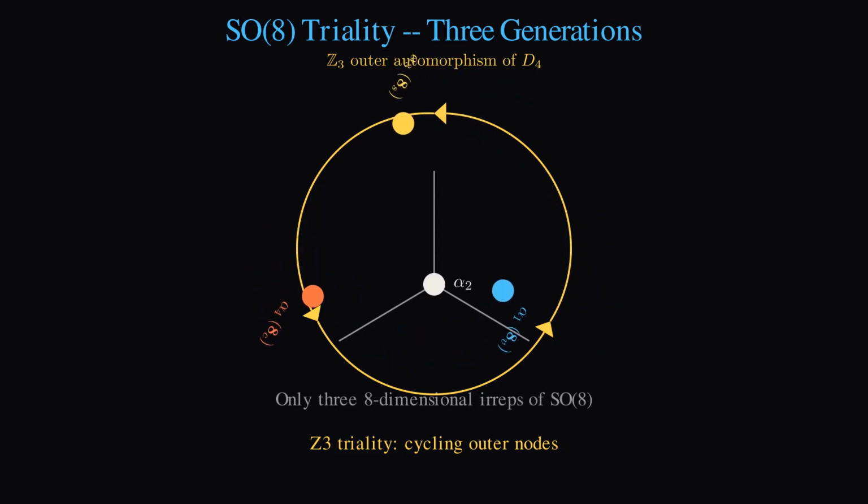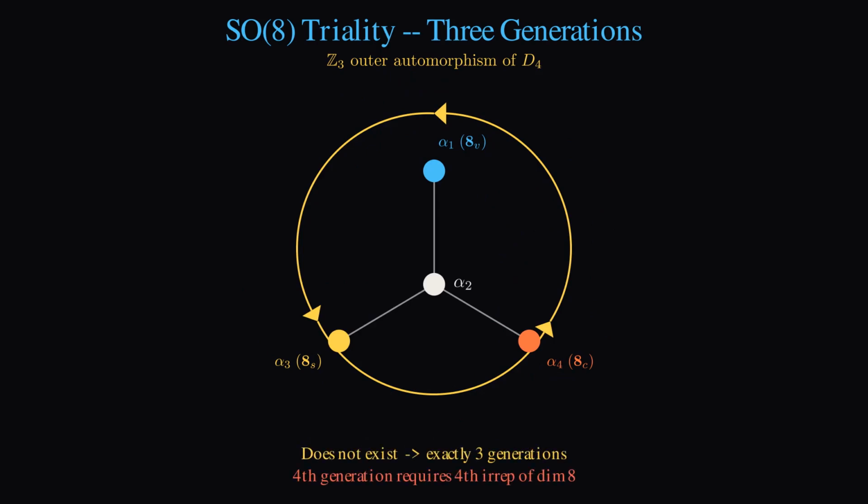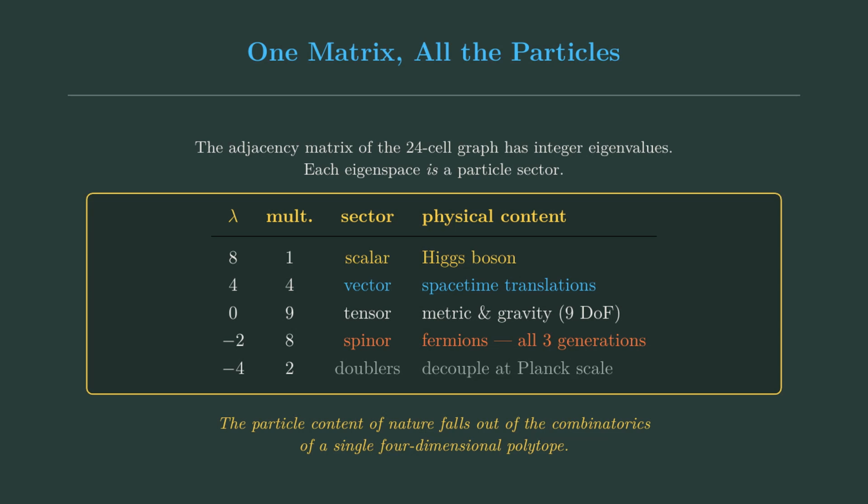Eigenvalue 8, the Higgs boson. Eigenvalue 4, the 4 spacetime vector modes. Eigenvalue 0, 9 gravitational tensor degrees of freedom. Eigenvalue -2, 8 spinor modes, all 3 fermion generations. The entire particle content of nature falls out of the spectrum of one matrix from one polytope.